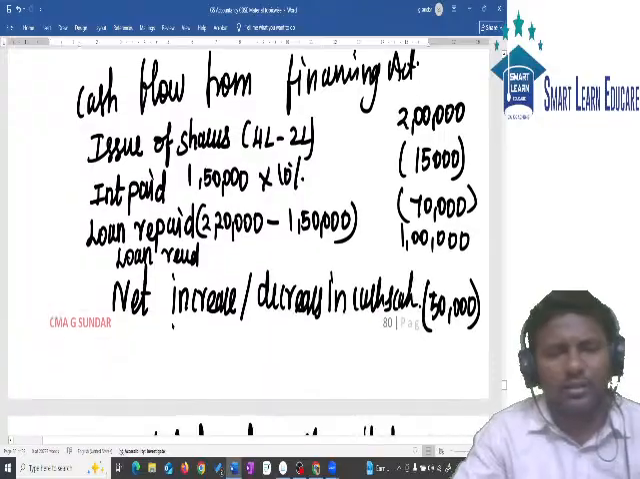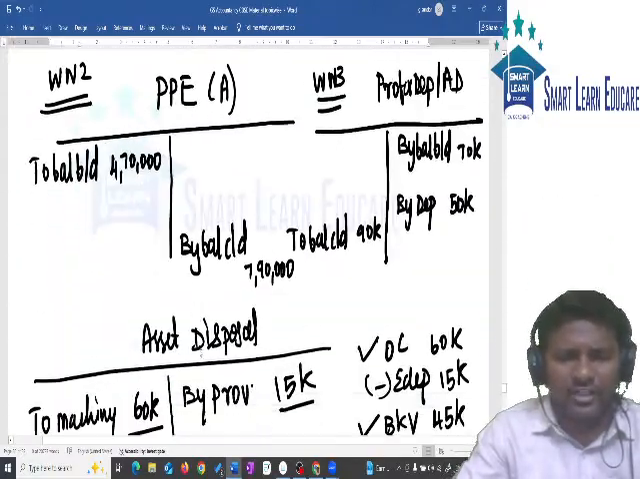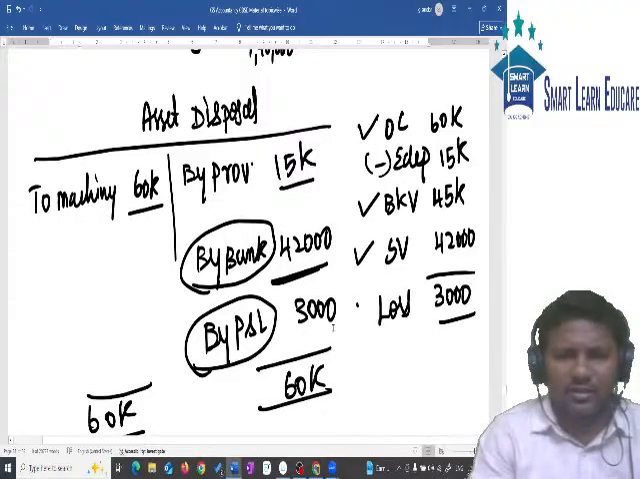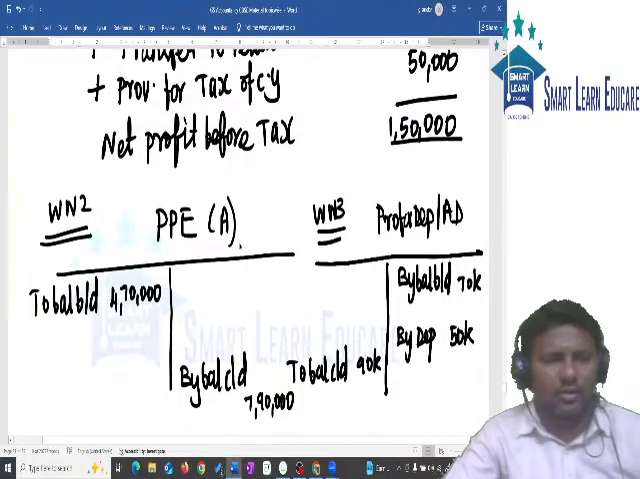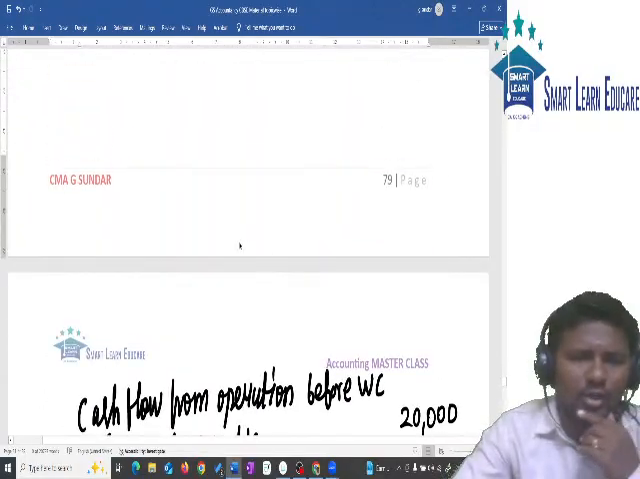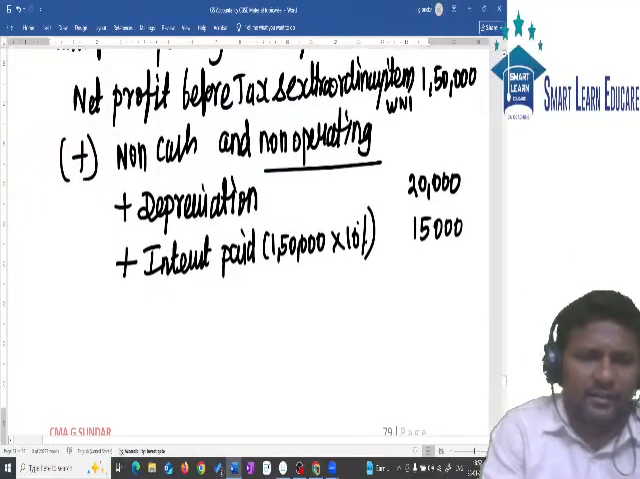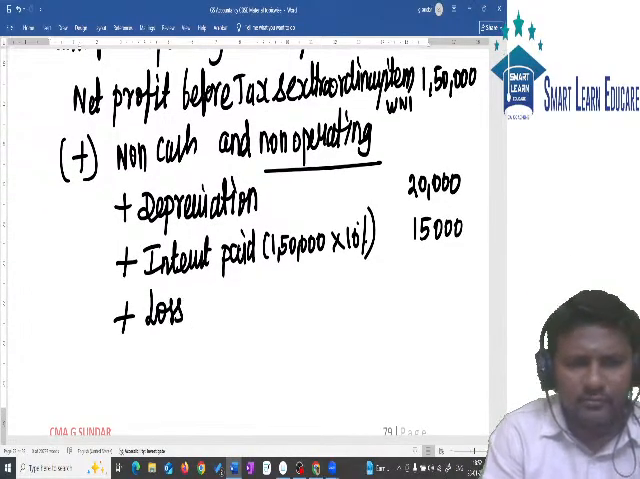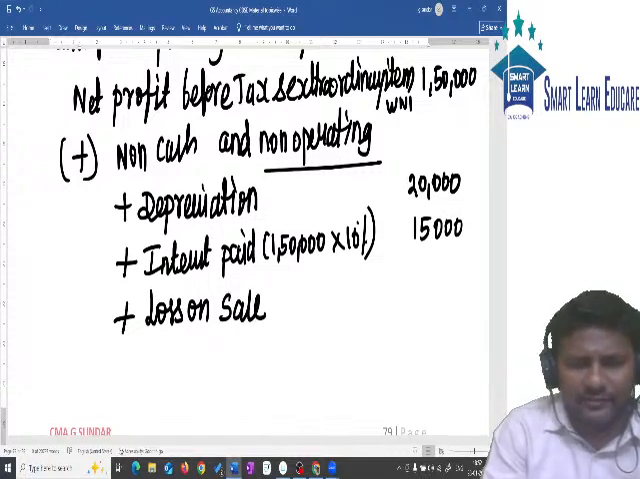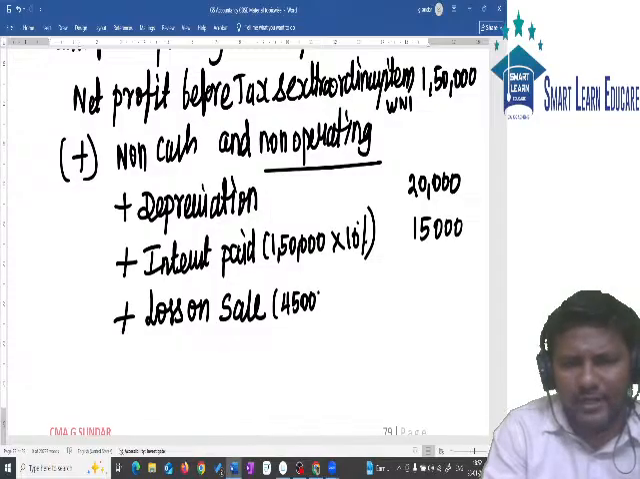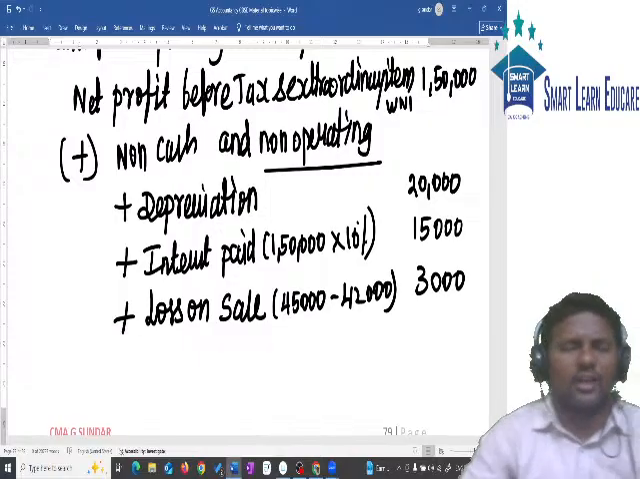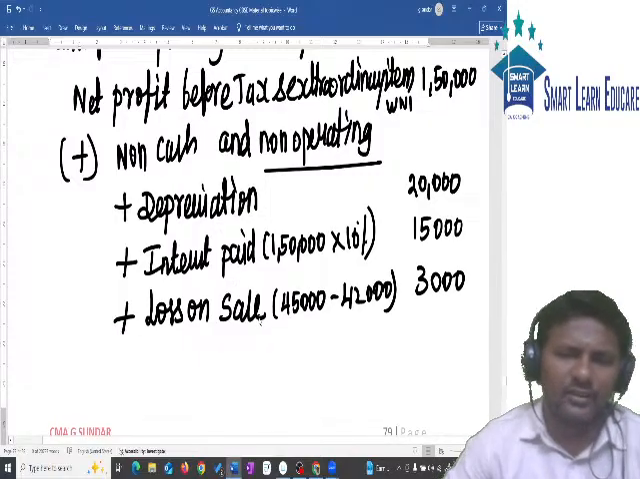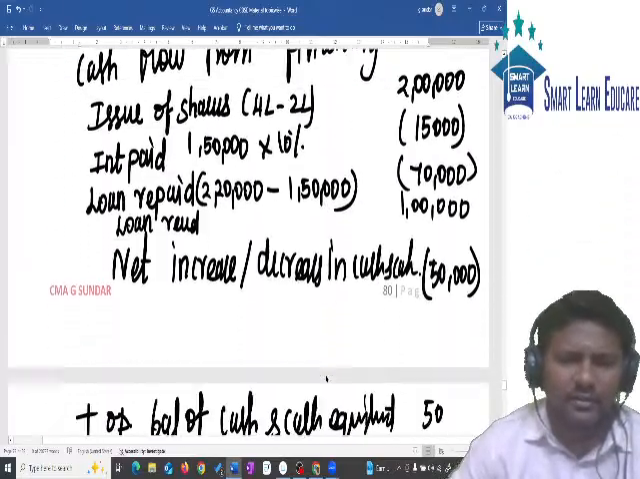Not only that, there is a loss on sale. Profit or loss? 3,000 is a loss. So where will the loss on sale come? In operating activity. In operating activity, add the loss on sale: 45,000 book value minus 42,000, so we have 3,000 as the loss. That loss should be added back.